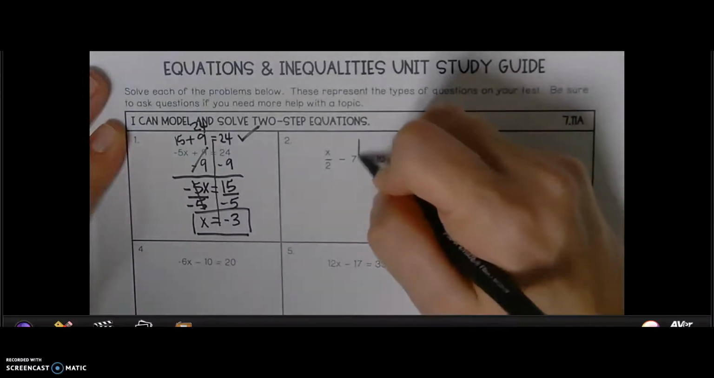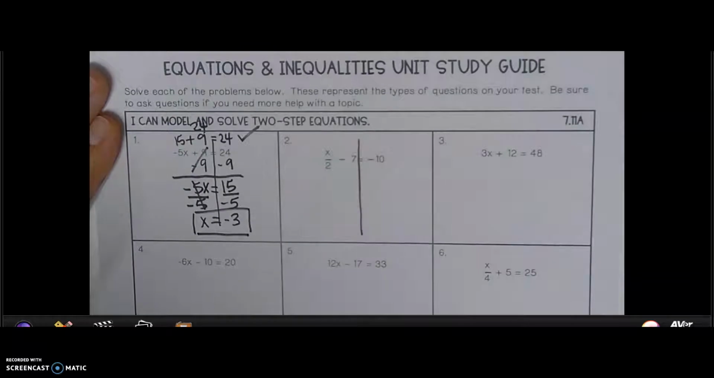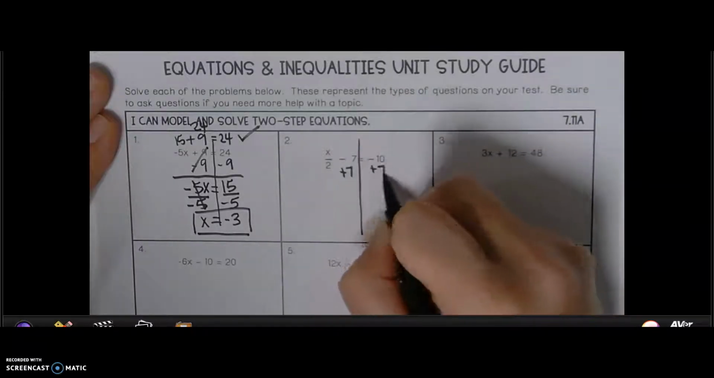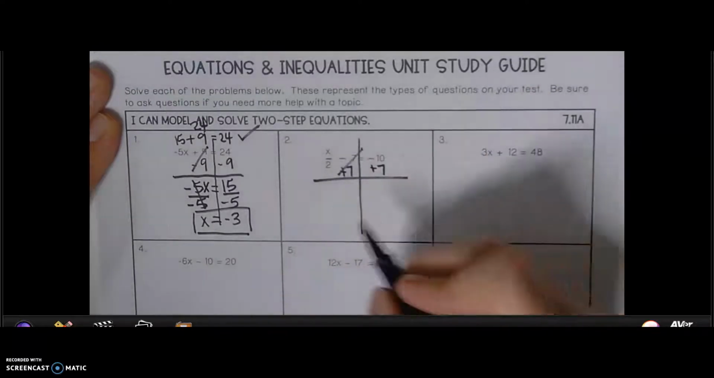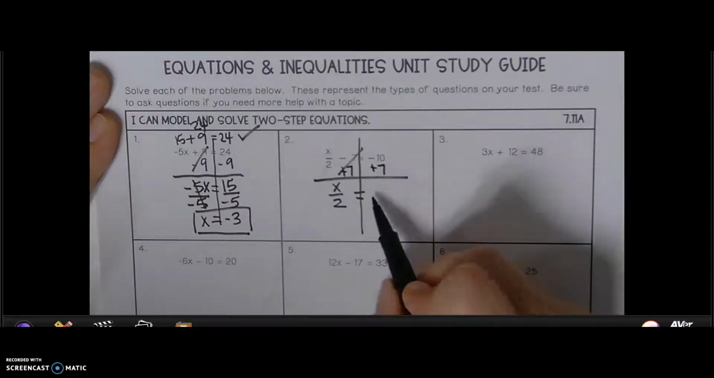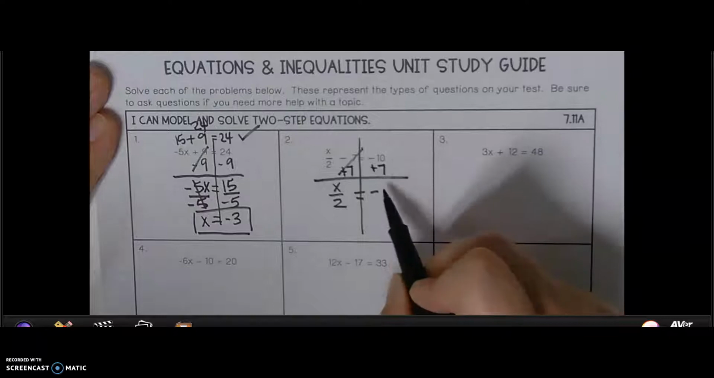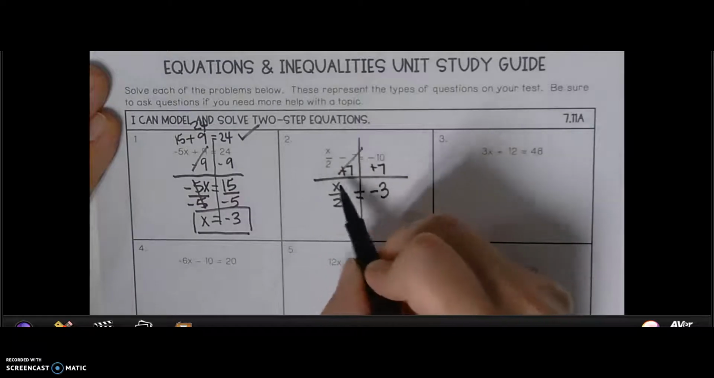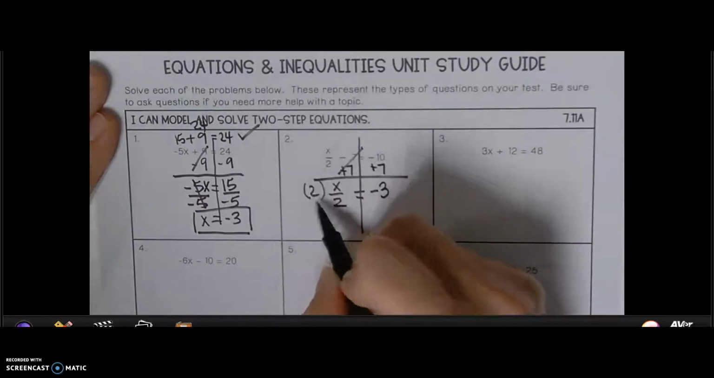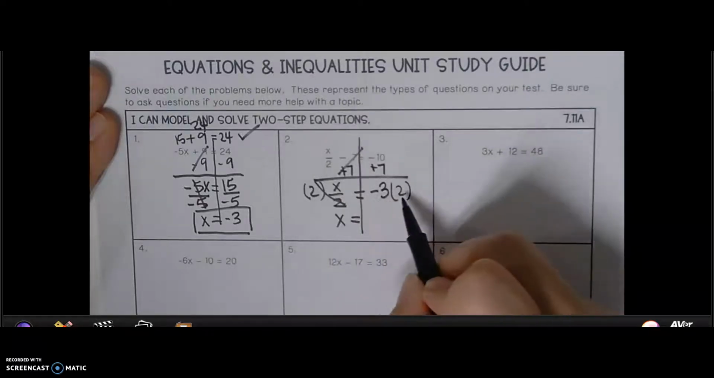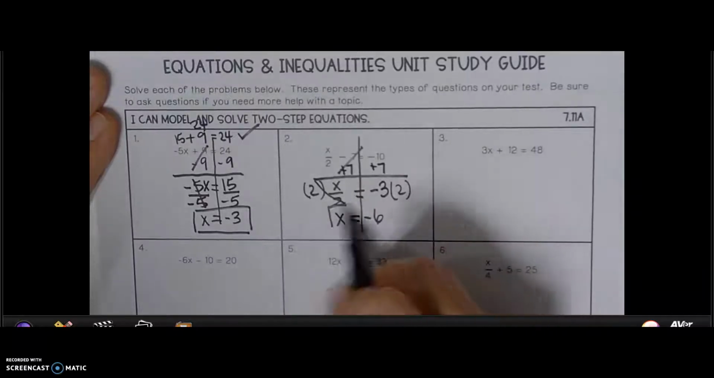Okay. Number 2, x over 2, or x divided by 2, minus 7 equals negative 10. So we're going to try to undo our constant first. It's a negative 7, so we're going to add 7 to both sides of our equation. Okay, that'll give me x over 2 is equal to, well, I have a negative 10 and a positive 7. It's going to be negative, and when I find the difference between those two numbers, it's going to be 3, so negative 3. X divided by 2, so how I'm going to isolate x is to multiply each side by 2. That will give me x is equal to negative 3 times positive 2, which is negative 6.